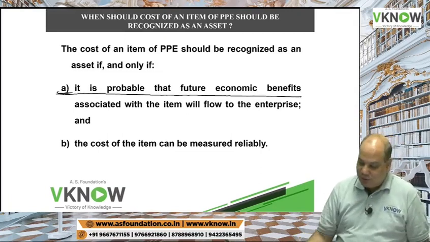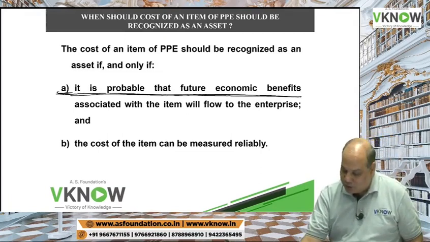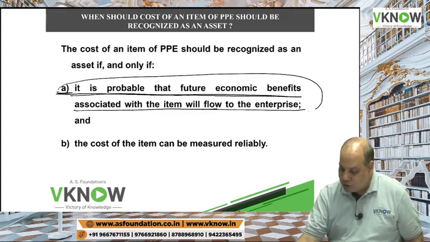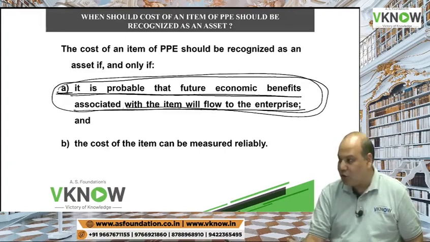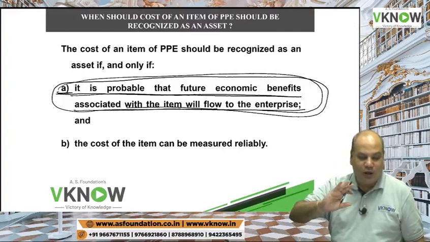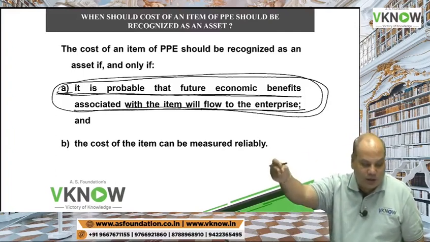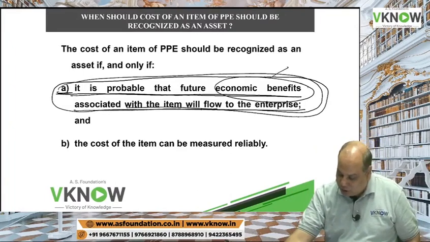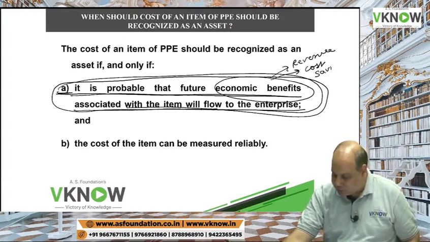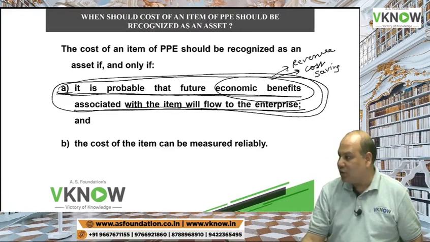Sonam is right. There is no future economic benefit associated with that item which will flow to the enterprise. Once the company has constructed the school building, its job is over. Now you are not going to get any economic benefit from that asset. Economic benefit means whether it will help you to generate revenue, whether it will help in cost saving, whether any other economic benefit will come to the enterprise.